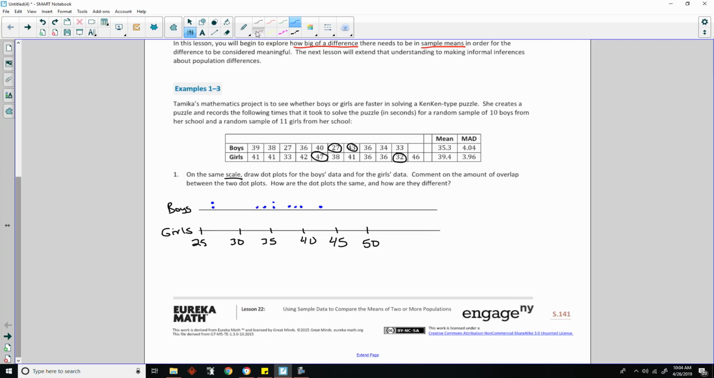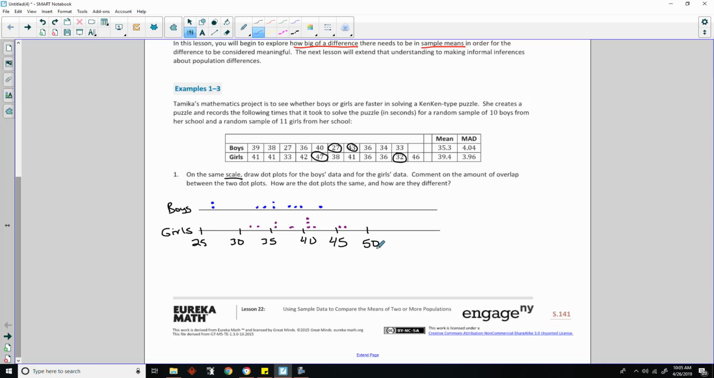Now the girls' dot plot is going to be 41. 41 again. 33, 42, 47, 38, 41, 36, 36 again, 32, and 46. Okay, so there's the girls' dot plot.